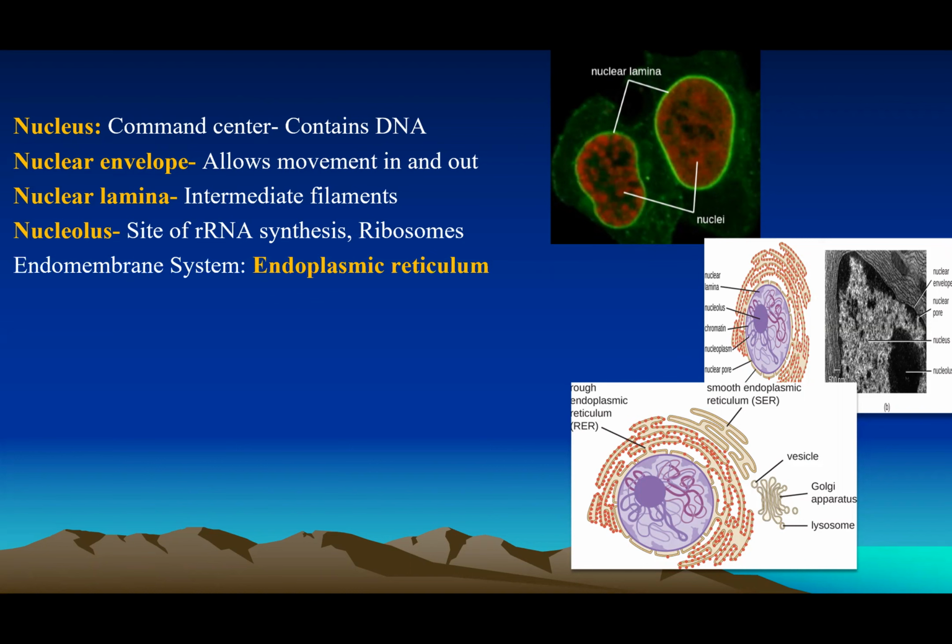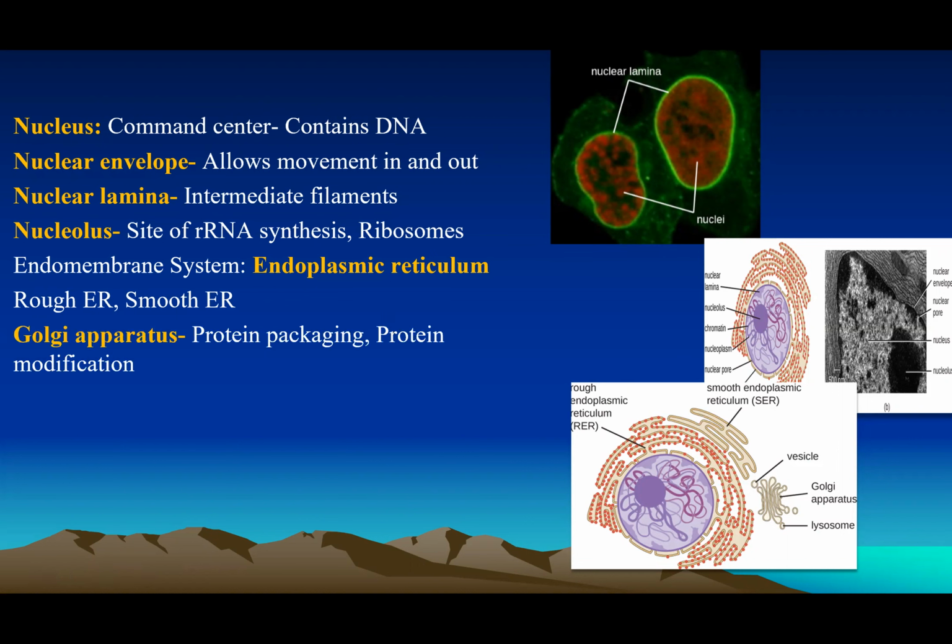And the cell is full of the endomembrane system, like the smooth and the rough ER, endoplasmic reticulum. Rough ER has ribosomes on it, and smooth ER is devoid of ribosomes. So ribosomes are the protein factories in the cell. Golgi apparatus will play a huge role in protein processing, packaging, modification, and also it will direct the protein to go to different parts of the cell or leave the cell.